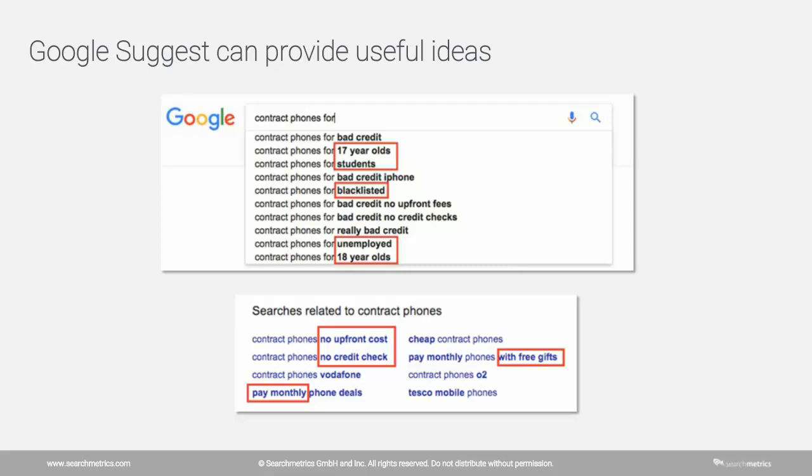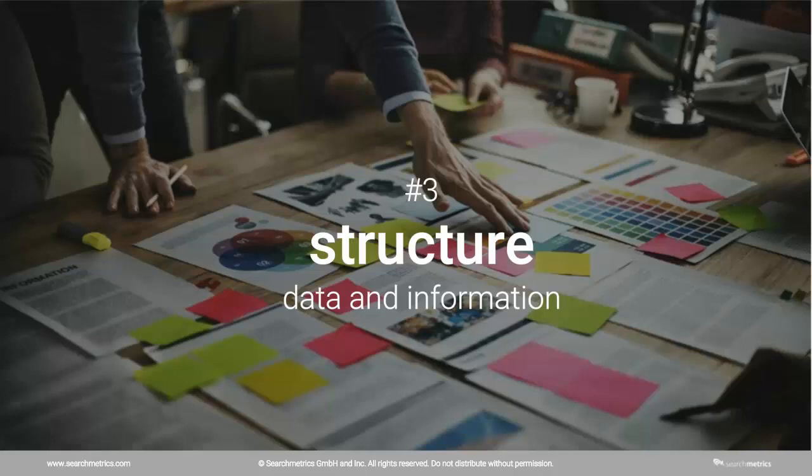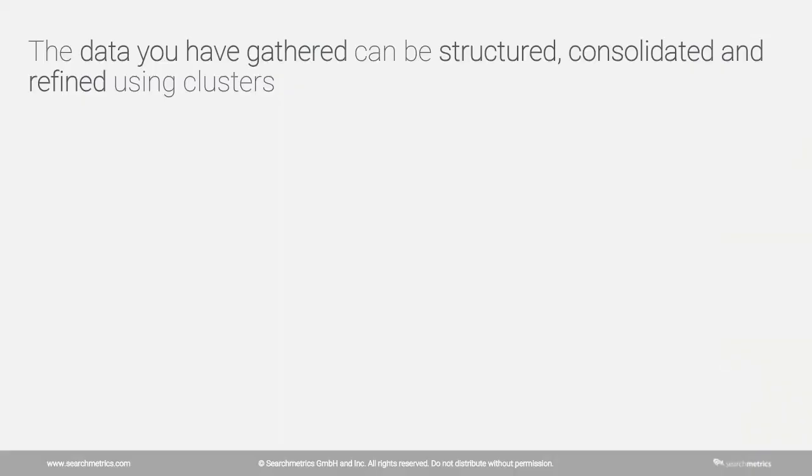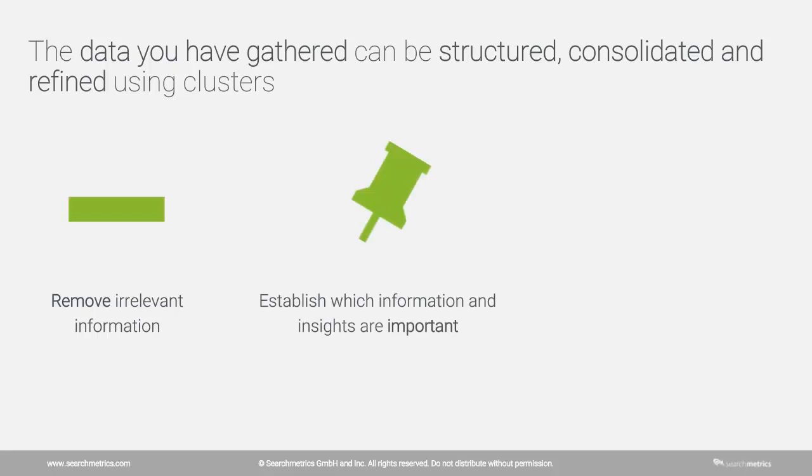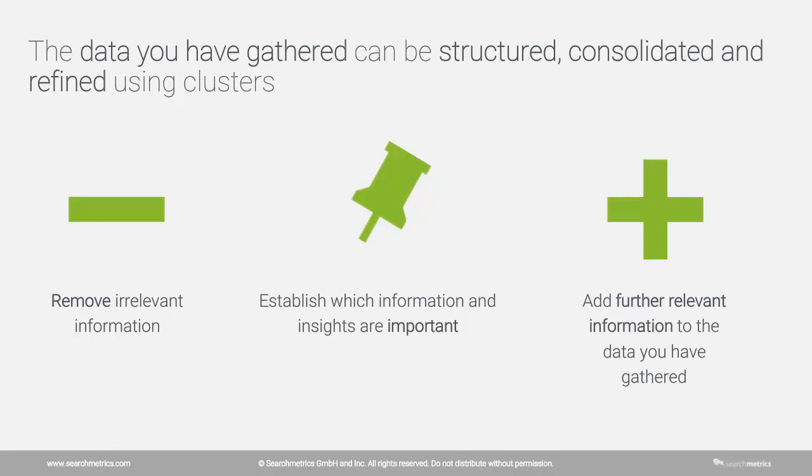And step 2 is about structure. As I mentioned before, you start with some clusters, and then within the process you can see, maybe I need one more cluster, or maybe I can delete this one. In this step you also do that. So you check all the data you have, you remove irrelevant information, you try to establish which insights are important for you, and refine those clusters and the data you have. And maybe add further relevant information to the data you already gathered. So that in the end of this step, you have a good, refined set of information and data to create your personas, which is the next step.